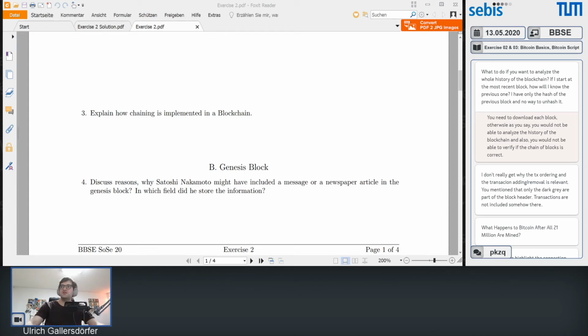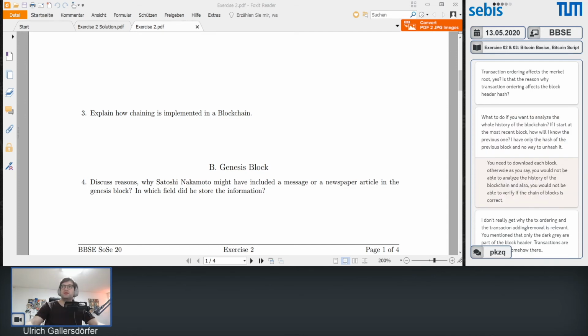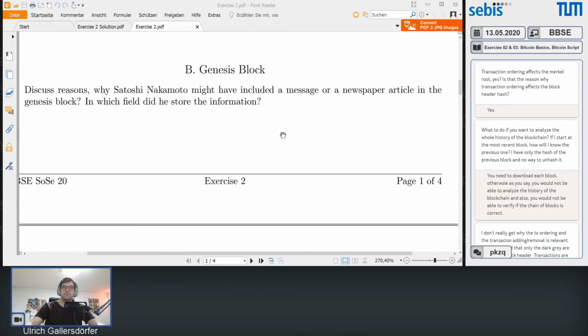So transaction ordering affects the Merkle root, and because it affects the Merkle root, it affects the block header hash. That's exactly what's going on here. So let's continue here. Genesis block.